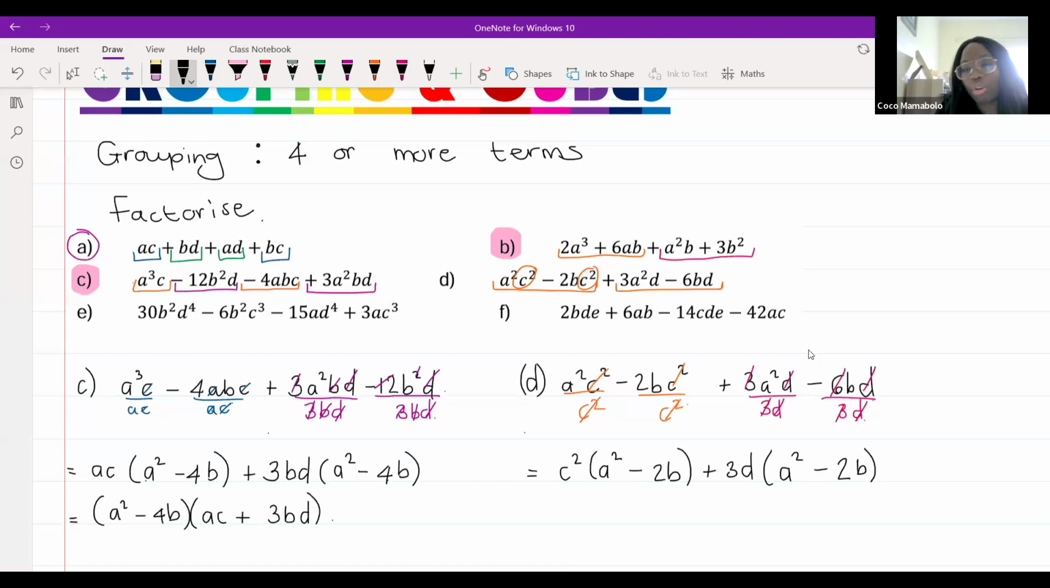And sure enough, we can see we now have a common bracket. And we can take the common bracket out. If I take out A squared minus 2B, if I take out minus 2B over here, I'm going to have C squared left. And if I take it out over here, I'm going to have plus 3D. So my other bracket will then be C squared plus 3D.